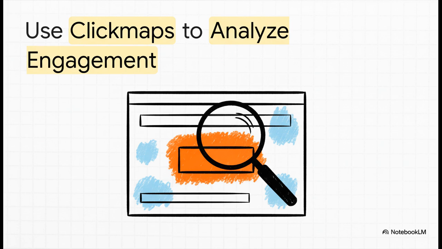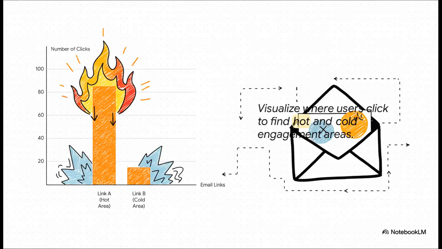Now for our third method, which is a real game changer. Even with a fantastic CTA, you might be really surprised where else people are clicking in your emails. A click map shows you exactly where the action is happening. Think of it like a heat map for your email's performance. This visual explains it perfectly. Your click map will show you these hot areas, the links and buttons people are clicking like crazy, and the cold areas that are getting completely ignored. This isn't just data, it's a blueprint for your next email design.